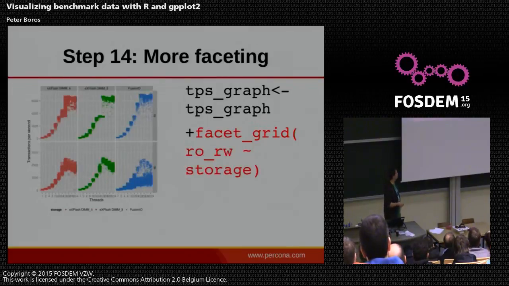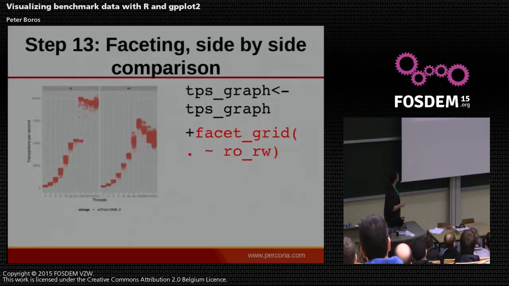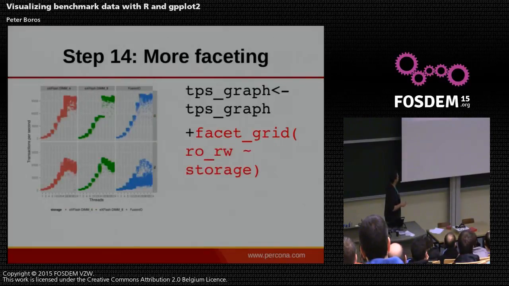More faceting, so you can do multi-column faceting. Here, the first argument is the vertical. The dot means that I don't facet vertically, and this is the horizontal. Here we are faceting in a way that we are using the read-only, read-write, and the storage device. So in the first row, we will have the read-only data. In the second row, we will have the read-write data. So for all the three storage devices, the read-only and the read-write performance is comparable.